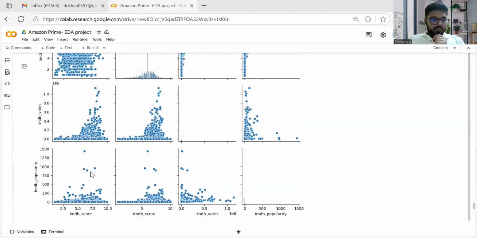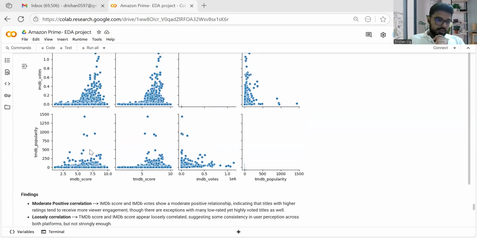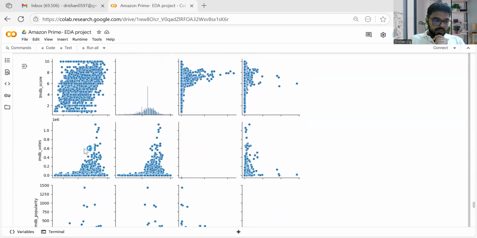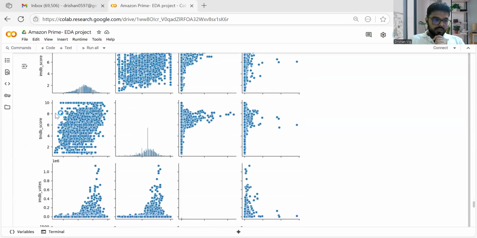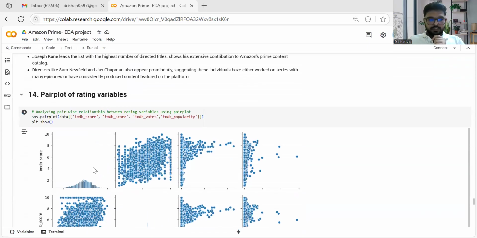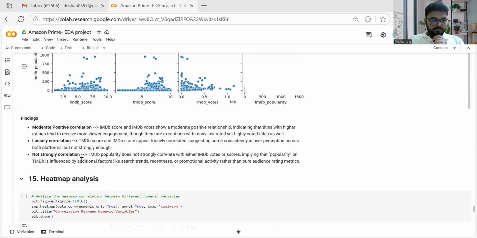TMDb score and IMDb score appear loosely correlated. So TMDb score is this and IMDb score is this. So this is basically loosely correlated. As you can see, this is the representation of IMDb score and TMDb score.